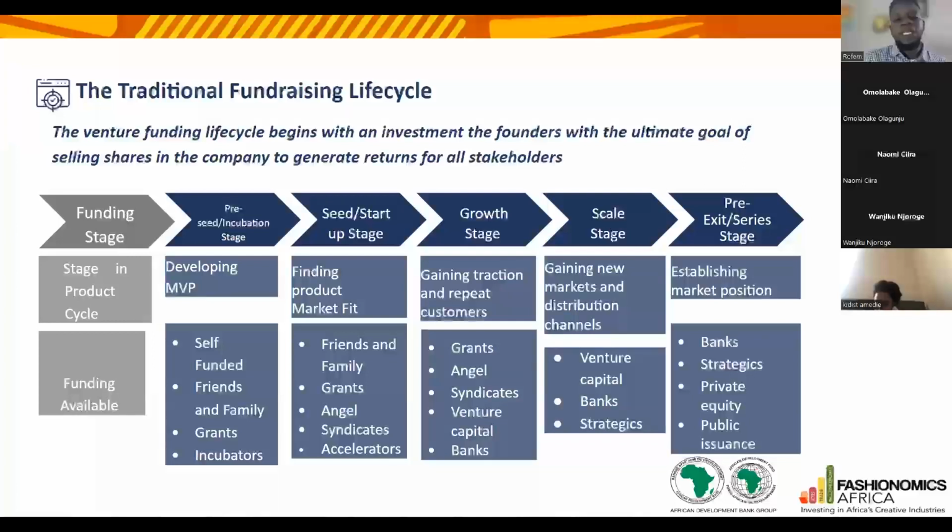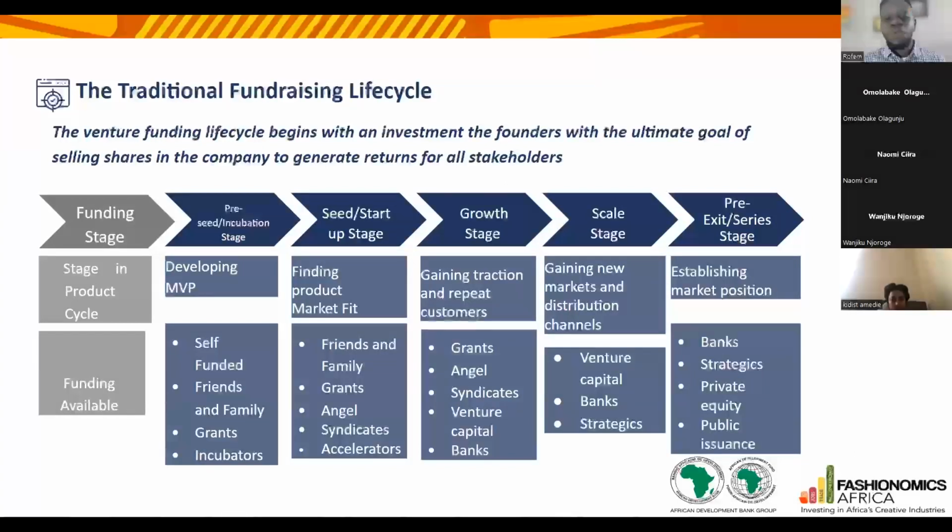Now, the next stage, which is the seed stage, is basically where you're trying to find product market fit. What finding product market fit means is finding the right set of products and the right set of services that would address a large pool of customers, right? Sometimes you have a business idea, and you might like it, but not everybody would like it, right? So product market fit is finding that product, that design, that accessory that would allow you to reach lots of people.